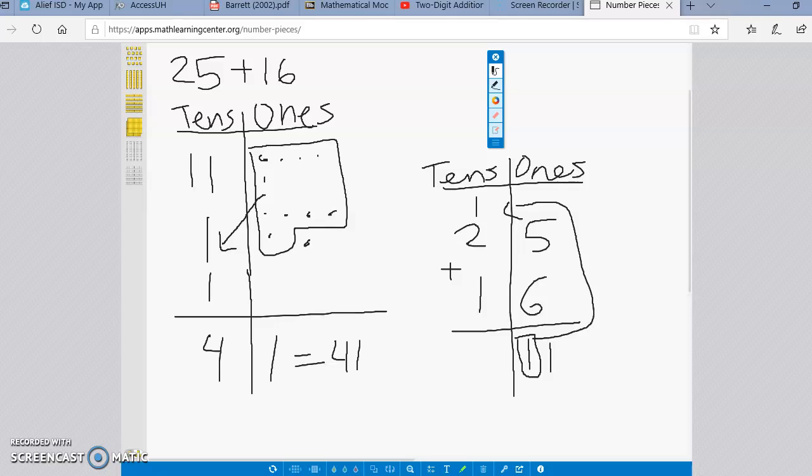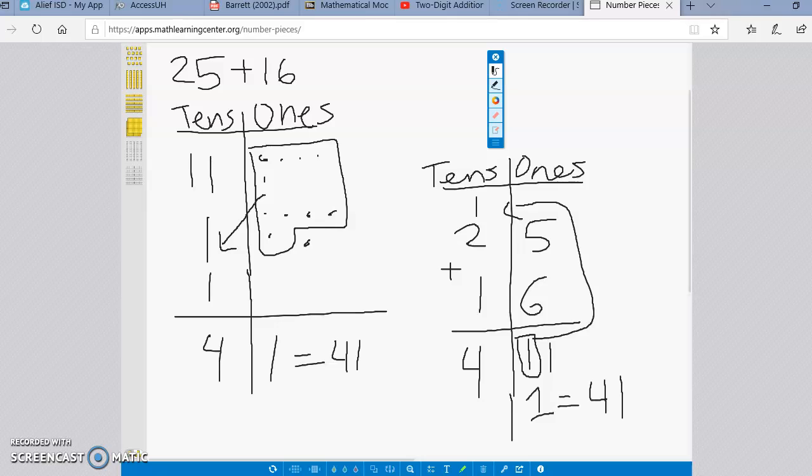Now we can go ahead and add our tens place. 1, 2, 3, 4. And then we would also record our 1 left in our ones place, equaling 41. Now we have 4 tens and 1 one, which is equal to 41, our answer.